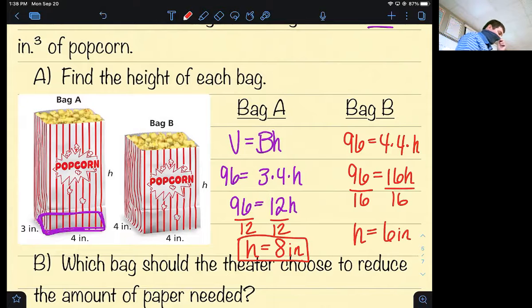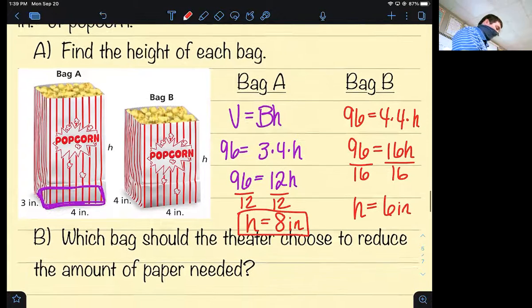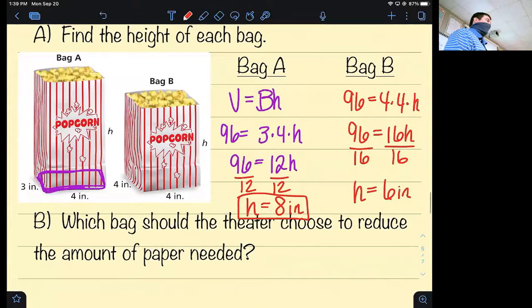Now, if I'm the consumer, I don't really care. You might have a preference for one bag or the other, but as long as you're getting the same amount of popcorn, it's really no big deal. But as the owner of the movie theater, one of the bags might be more expensive than the other one, whichever one has the most paper. So how do I find out which bag has the least amount of paper? Brady? That's exactly what I would do.